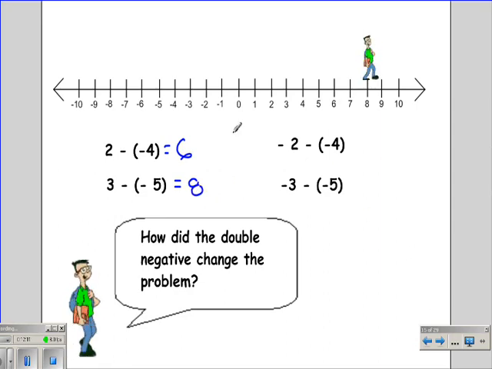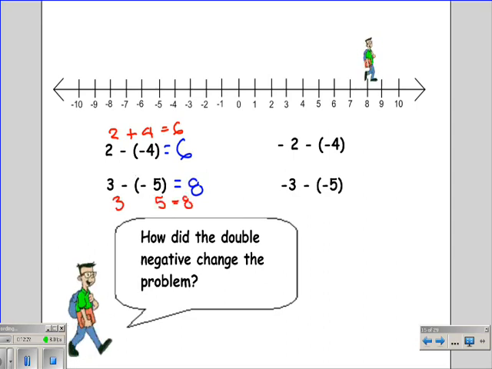When I look at these problems, something's jumping out at me. 2 minus negative 4 is 6. Well, what do I know about 2 and 4 to get 6? I can add them together. Does the same thing hold true here? 3 and 5. How do I make 8? Well, I could add them together. I wonder if that's going to hold true over here. Let's take a look and see.